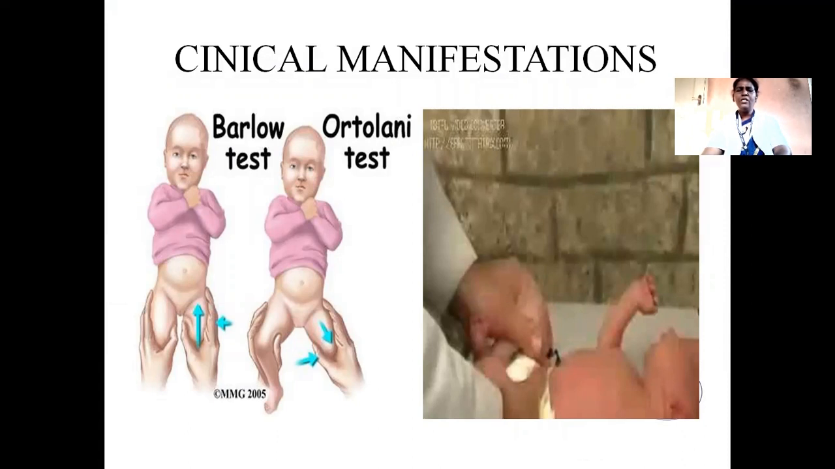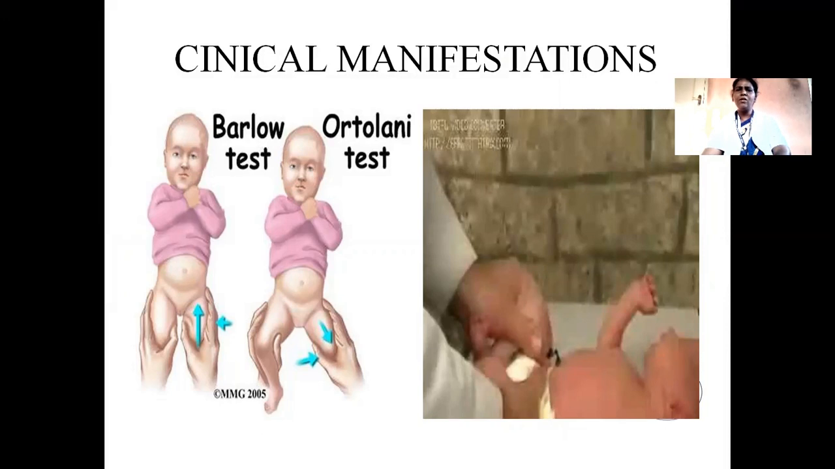Then the thumb finger will touch the lesser trochanter of the baby. Then the examiner will give outward, backward pressure. Then we'll hear the click sound. That is a positive sign of Barlow's test. So this is the positive Barlow test, positive for developmental dysplasia of the hip.